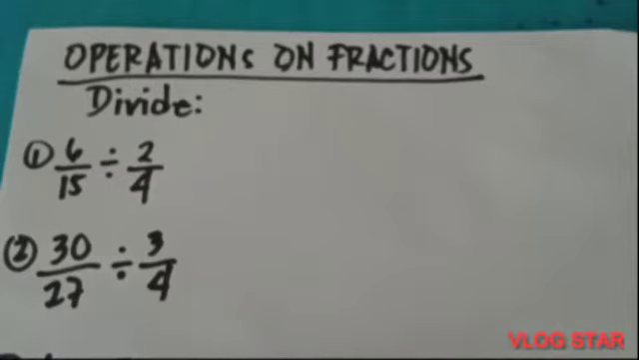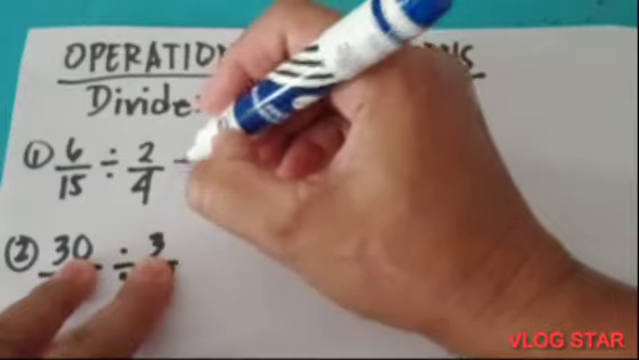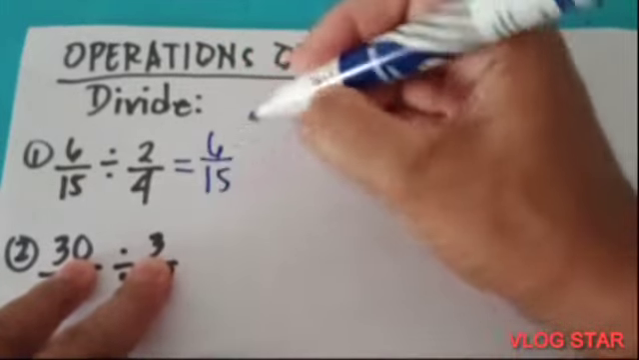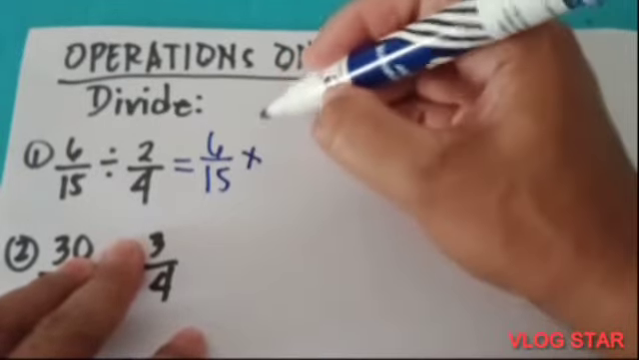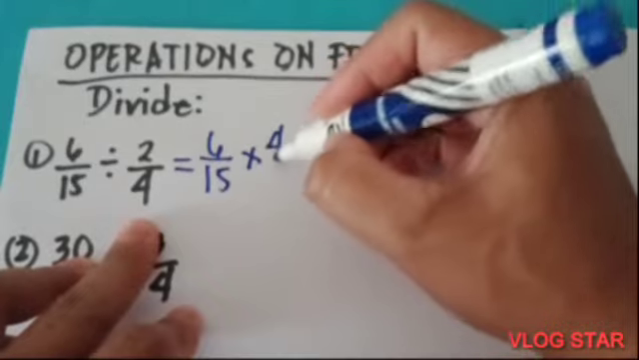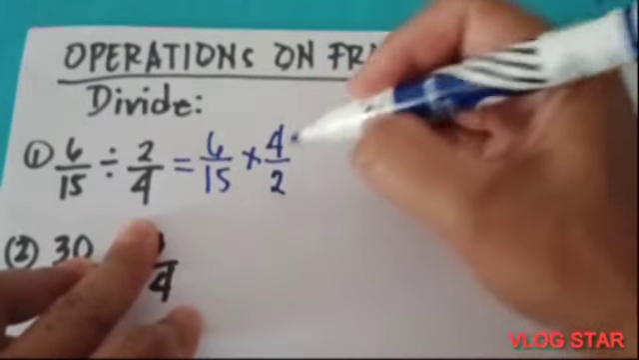Sa example number 1 ay mayroon tayong 6/15 divided by 2/4. Ang una nating gagawin is kukopyahin natin yung unang fraction. Tapos, i-multiply natin siya sa reciprocal ng pangalawang fraction. So, 6/15 is kopyahin natin. Tapos, i-multiply natin sa reciprocal ng 2/4. So, babaliktarin natin, 4 over 2.